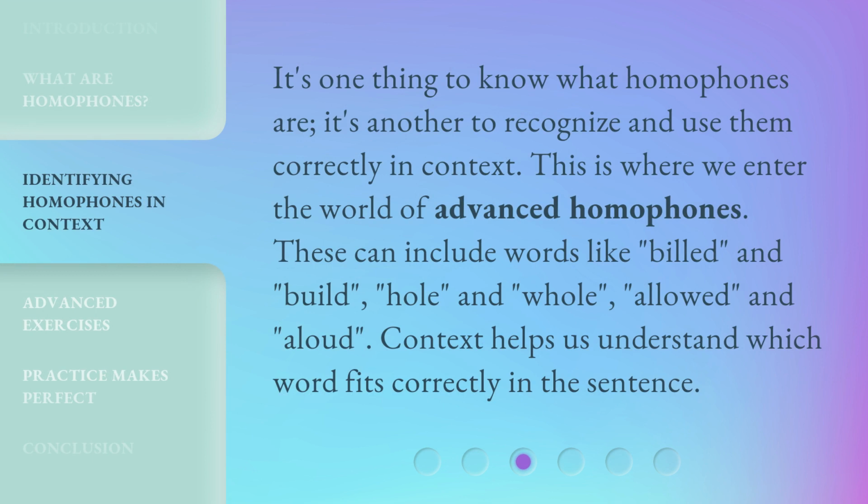It's one thing to know what homophones are. It's another to recognize and use them correctly in context. This is where we enter the world of advanced homophones. These can include words like build and build, whole and whole, allowed and allowed. Context helps us understand which word fits correctly in the sentence.